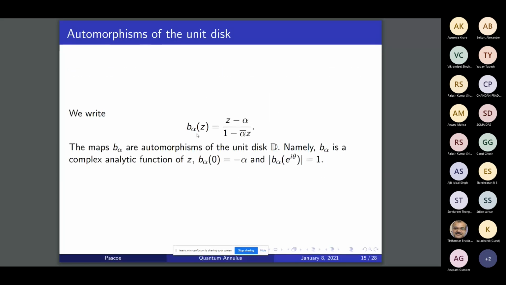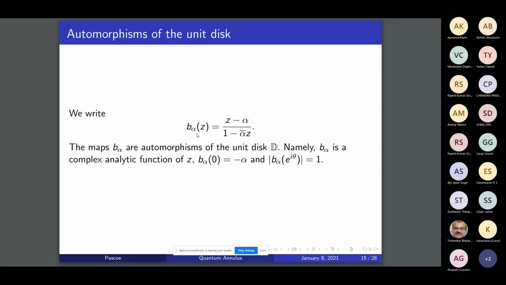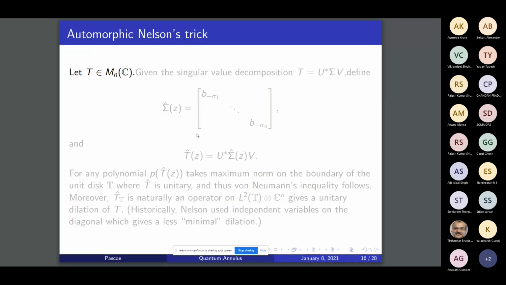So now I'm going to give you a proof of von Neumann's inequality, which is due to Nelson. This is what I'm going to call the automorphic Nelson's trick. So if we have a matrix T, let's say that it's contractive. Again, if we take its singular value decomposition, we could write that down as T equals U star sigma V.